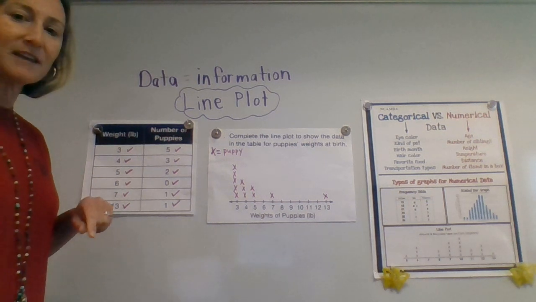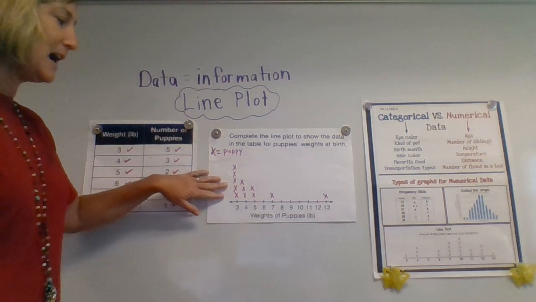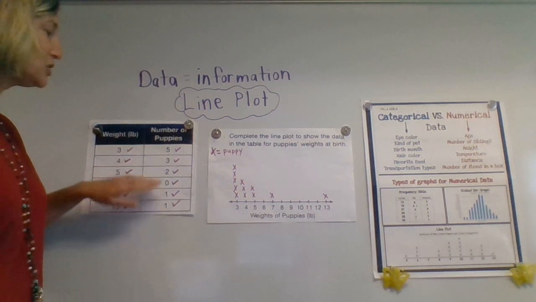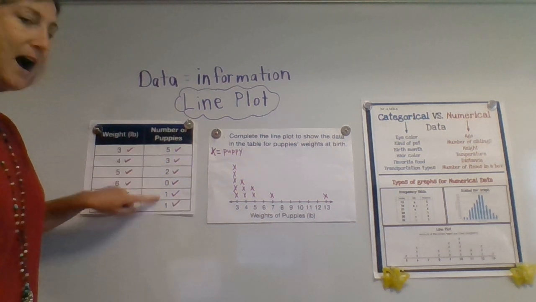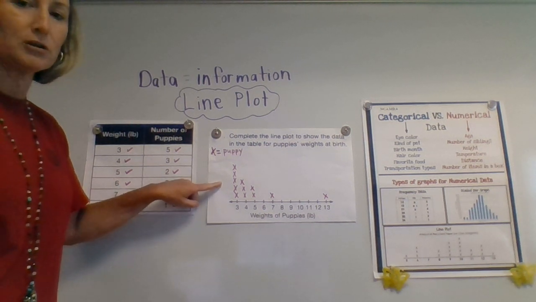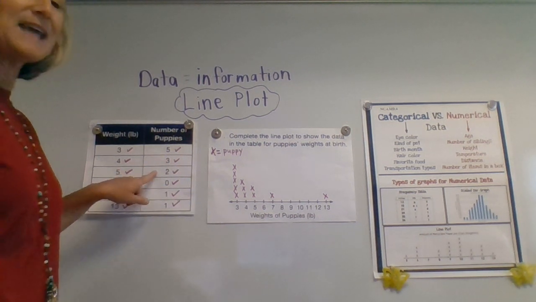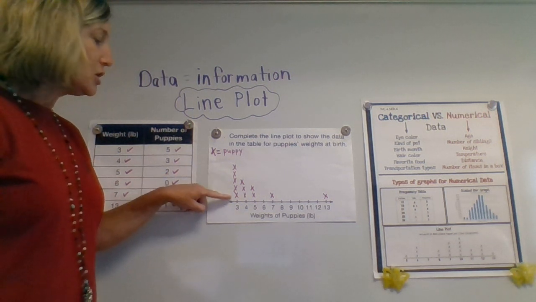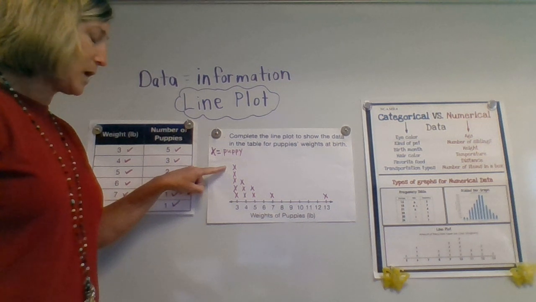Now, how can we check that again? If we just have a line plot, then we count the X's. But if we have some information here, we could also count our number of puppies here and make sure that it matches our line plot. You might not always have this information. You might just have a line plot by itself. So we're going to count the X's, okay?